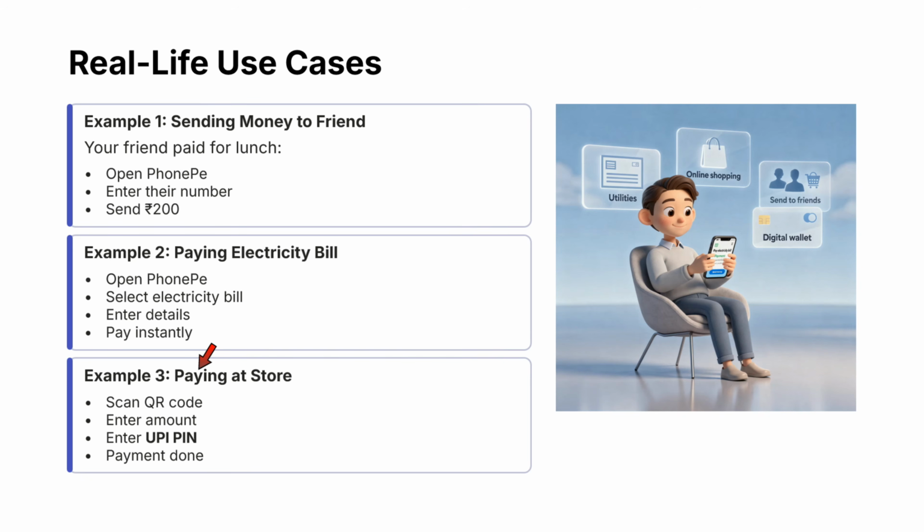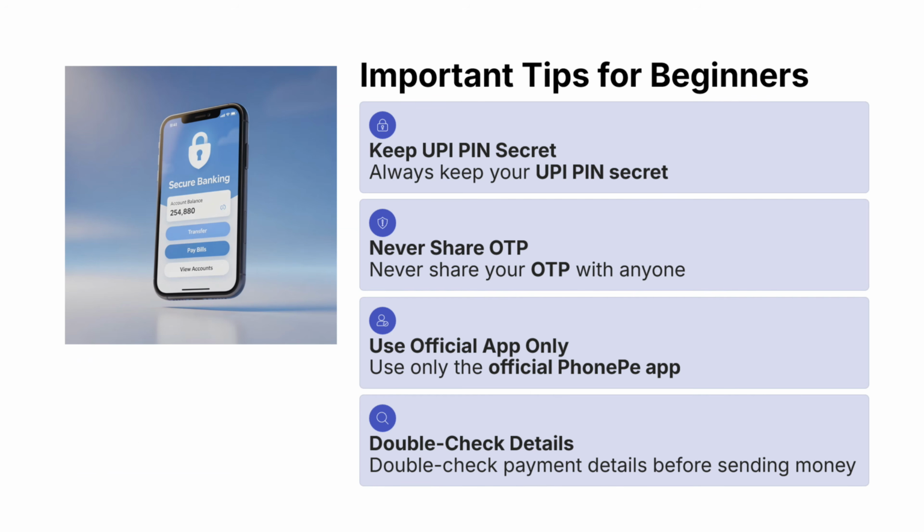Example 3. Paying at store. Scan QR code, enter amount, enter UPI PIN and payment is done. Now we will see the important tips. Always keep your UPI PIN secret. Never share your OTP with anyone. Use only the official PhonePe app. Double check payment details before sending the money.